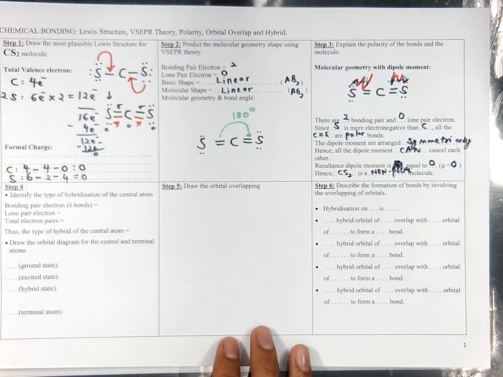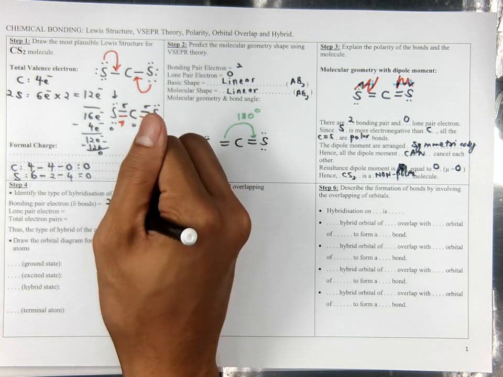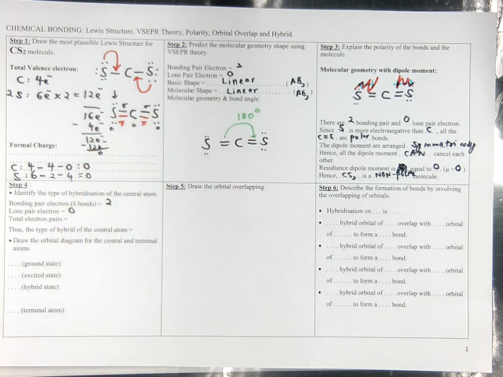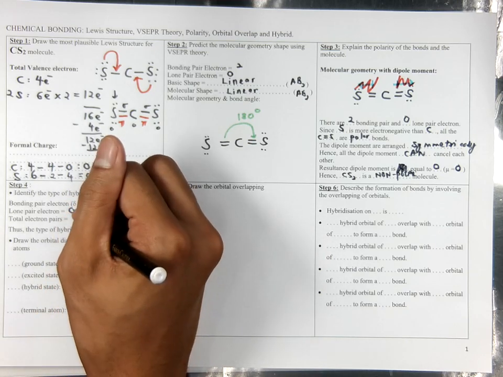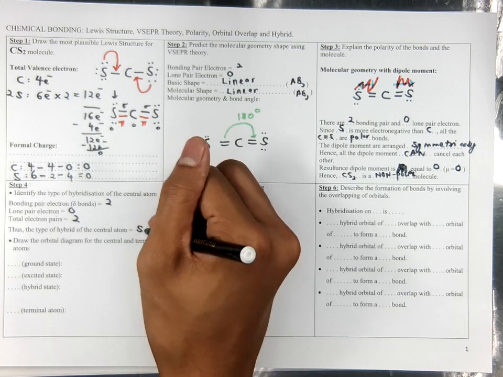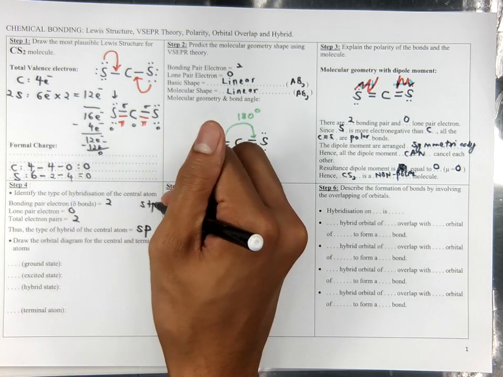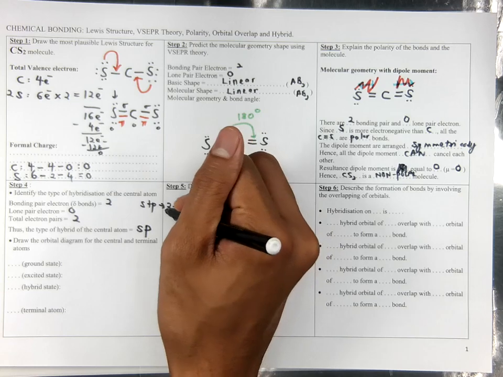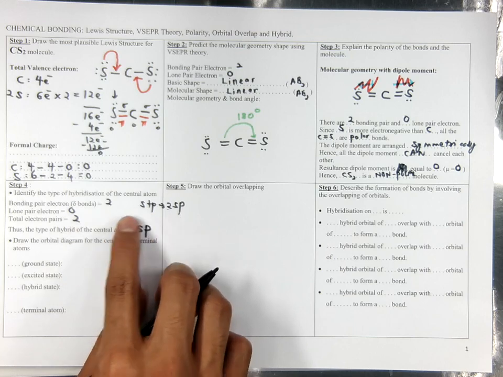Next, I go to the next step, which is I need to identify the type of hybridization at the central atom. So as you know, the bonding pair electrons that we have is 2, and there's no lone pair electron. So the total number of electron pairs that we have, which is this one plus this one, is 2. Thus, the type of hybridization of the central atom is sp, because you know that s plus p is going to produce 2 sp. So this one refers to the bonding pairs.